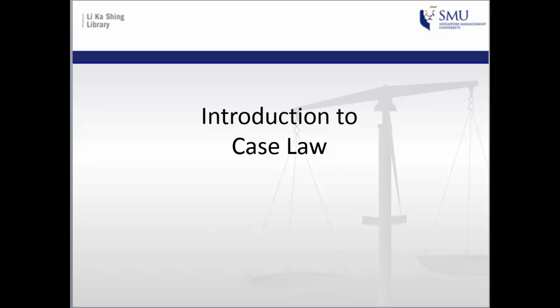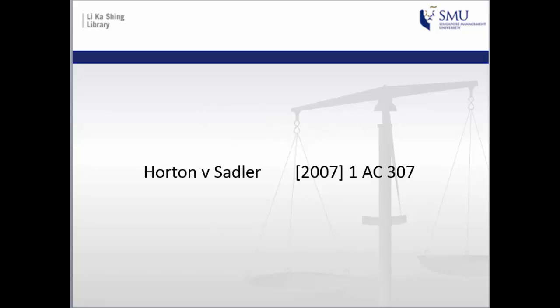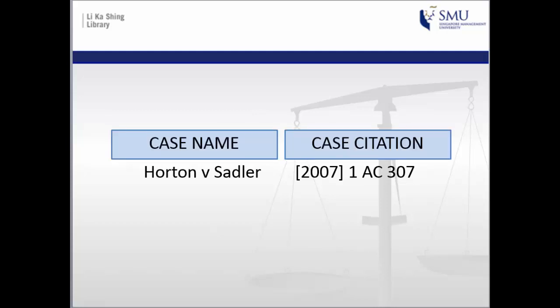In this video, we'll walk you through the basics of reading case names and citations. A case is a dispute between opposing parties resolved by a court. Cases are referenced using a case name and a citation. The case name consists of the names of the parties involved in the court case. Party names of both sides of the case are separated by a V, which however in spoken language is called N. So, in this case, the case name is Horton and Sadler.